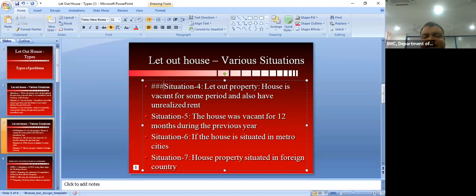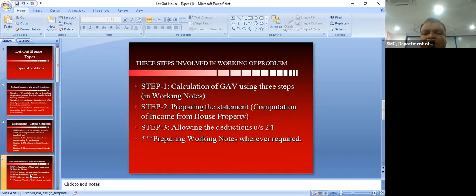Hence, maximum sums given in the exam are of this fourth kind of situation. So you have to focus more on this fourth variety of problem. However, if you want to go to the fourth situation type of problem, you have to learn the first, second and third also, to understand it. Okay. And now coming to how to solve the problem.